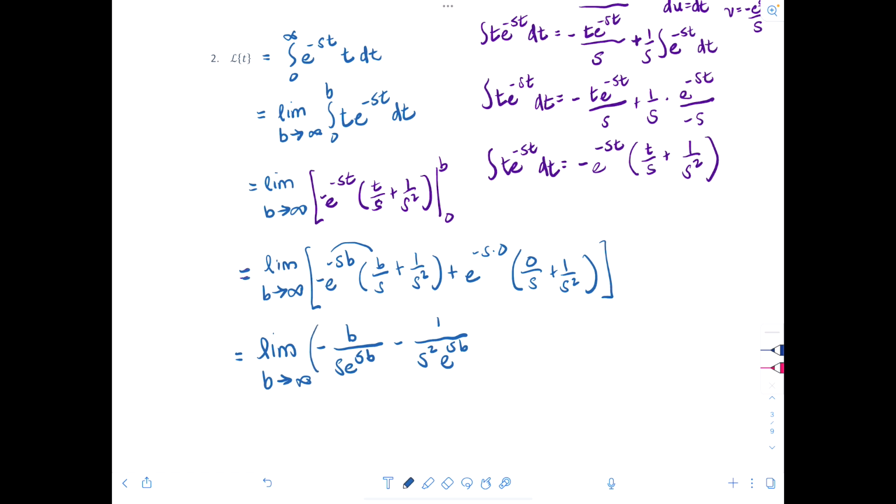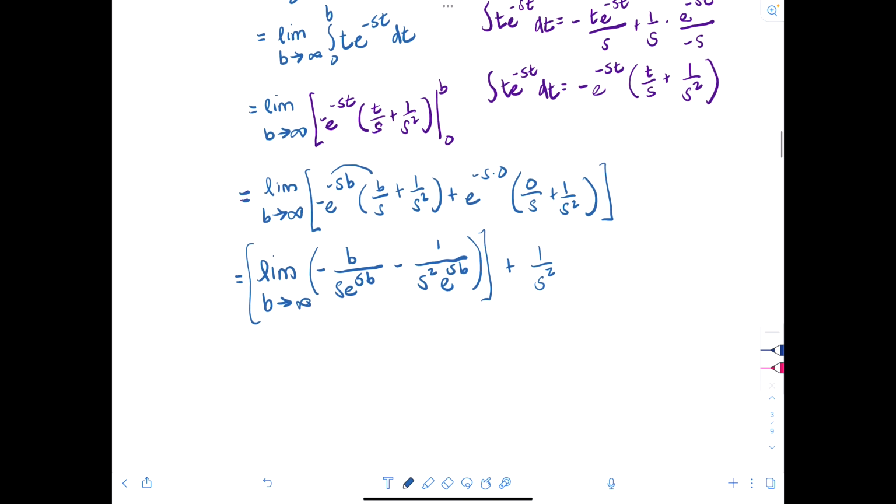And that's the only term where we need to worry about the limit, because this next one, which will be on its own, doesn't have any b's in it. And so e to the 0 is 1, and so we're going to end up getting plus 1 over s squared, because the limit of a constant is the constant, right?